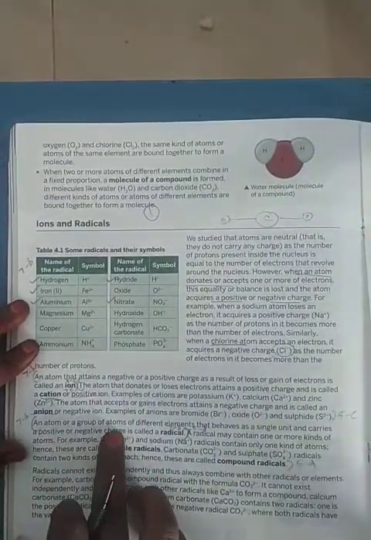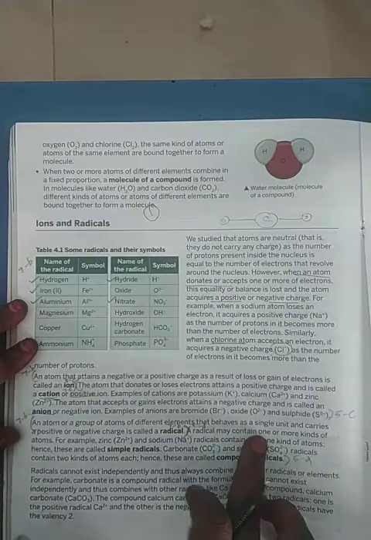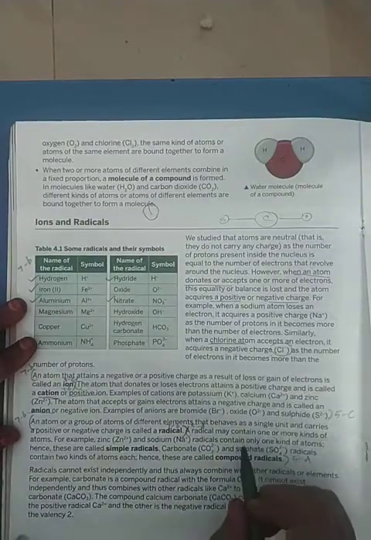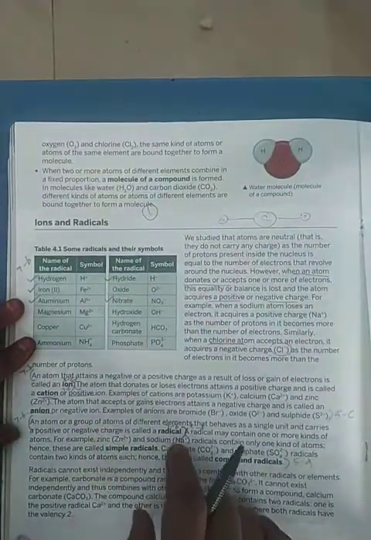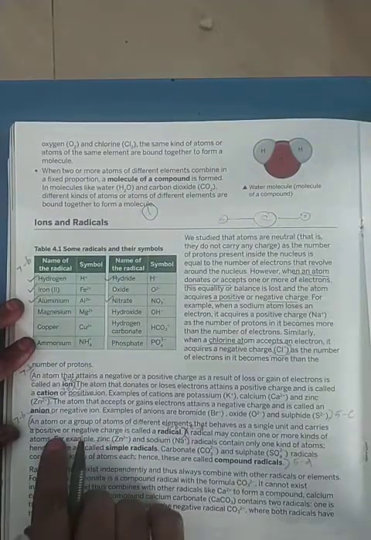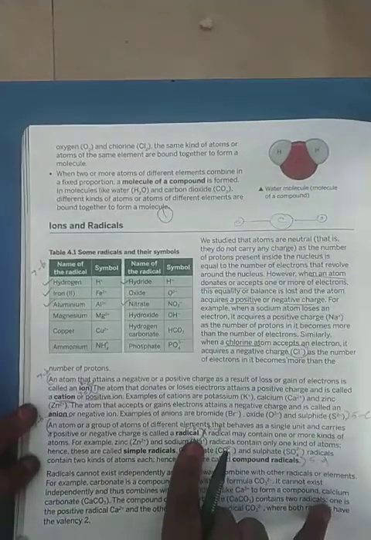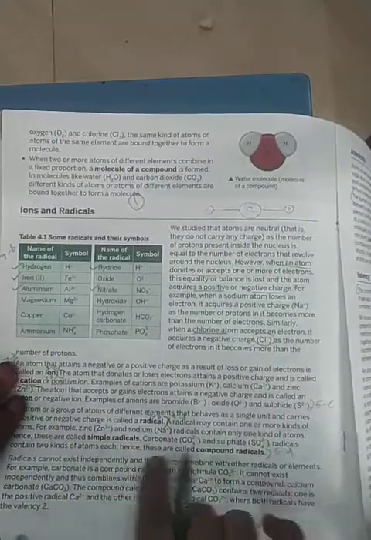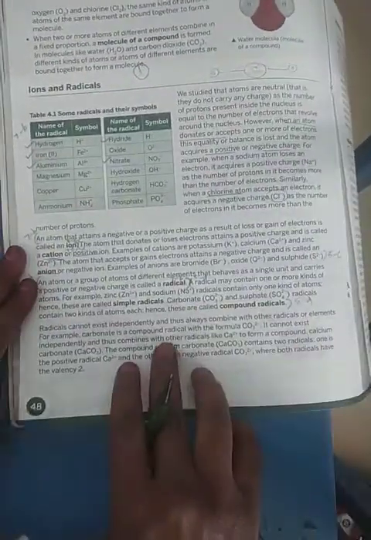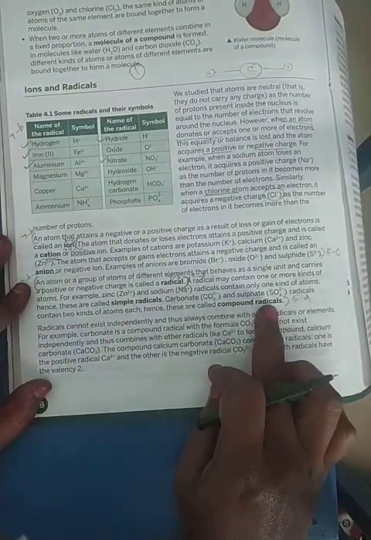Okay, now if the atom or the group of atoms behave as a single unit. Single unit means what? We saw molecules of different elements like this, H2O. Similar way, if the group of atoms behave as a single unit, then they carry a positive or a negative charge. That will be called a radical. So if the radical is of the same atoms, it is called a simple radical, and if it is of two different atoms, we call it a compound radical.